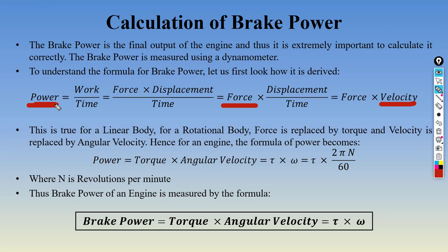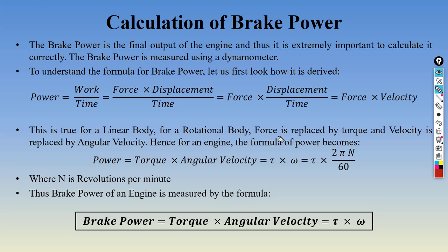So how can you measure power? Power is force into velocity. But this definition is for linear bodies, if the body is moving in a straight line. But in our case, our engine is not moving in a straight line. Our engine crankshaft is rotating. So we have to convert this linear into rotational.